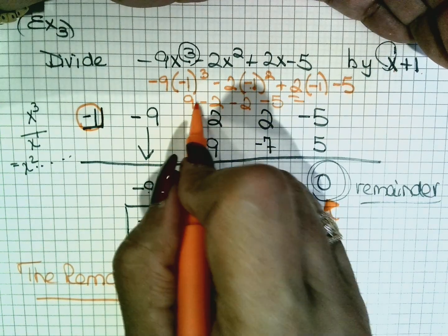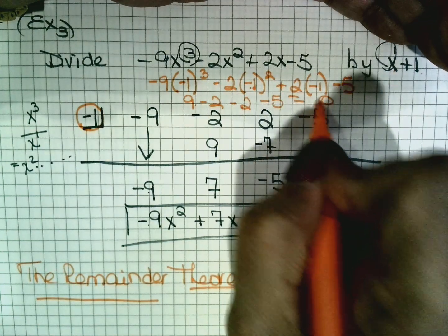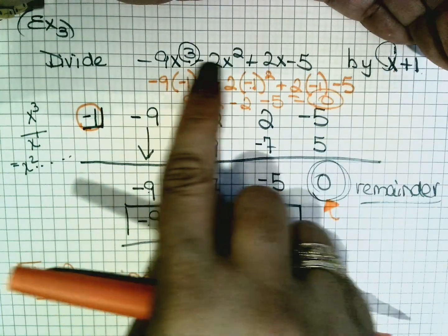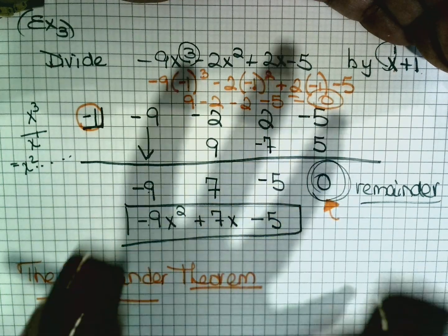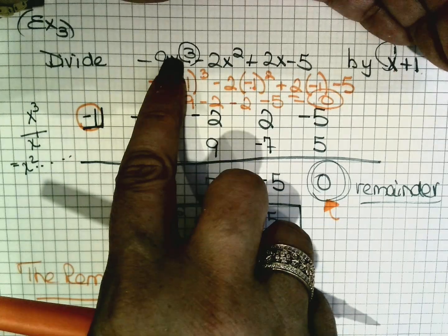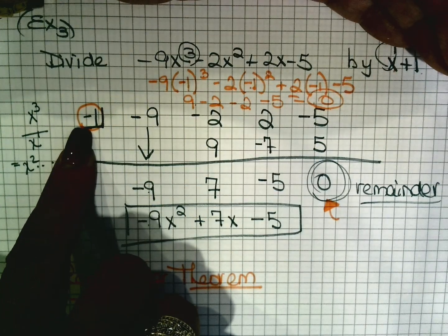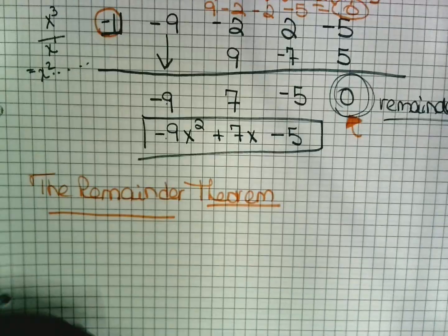So let's see. 9 minus 2, that's 7. 7 minus 2 is 5. 5 minus 5 is 0. So if I plugged in a -1 up here for x, I'm going to get 0, the exact same answer that I would get if I divided that polynomial by x plus 1. That's pretty cool, and that is the remainder theorem.